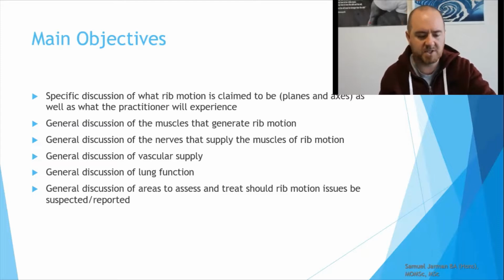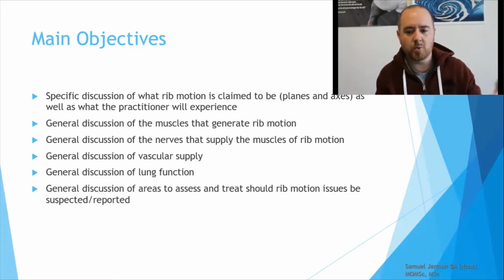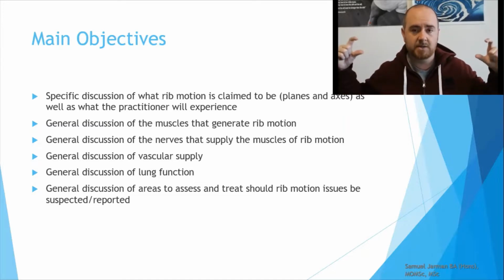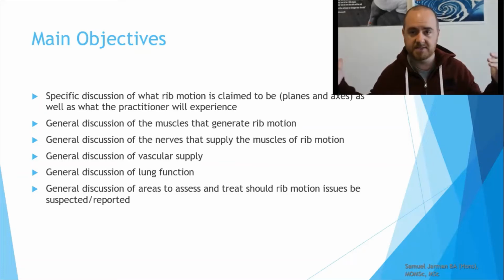Then a general discussion of the areas to assess and treat should rib motion issues be suspected or reported by the patient. Now that, again, is going to be extremely similar to everything that we've said with respect to thoracic flexion, thoracic extension, and thoracic side bending and rotation. However, we will still touch on it. Repetition has a large amount of value, especially when you're creating a network of meaning. So when you're creating a semantic network, when things are essentially different details but cross over with other things or with varying details, then they connect much better and you can understand how they play off of each other and work with one another.